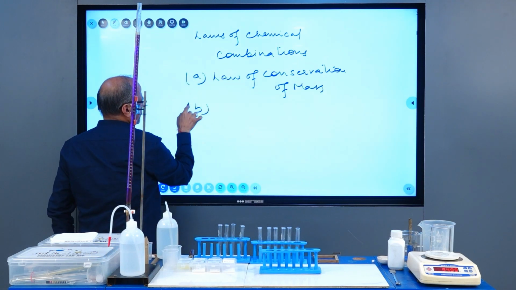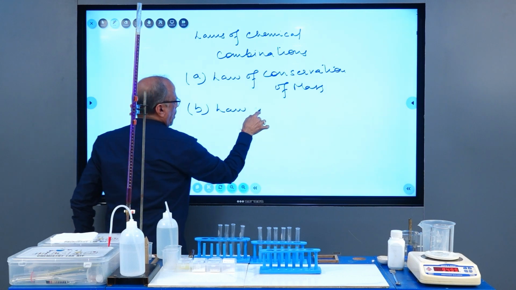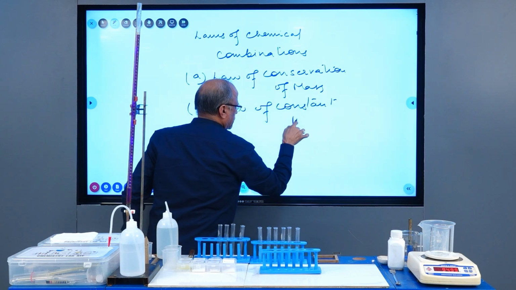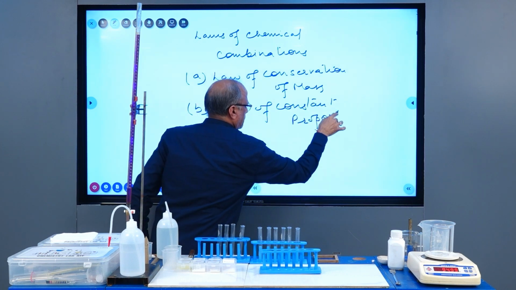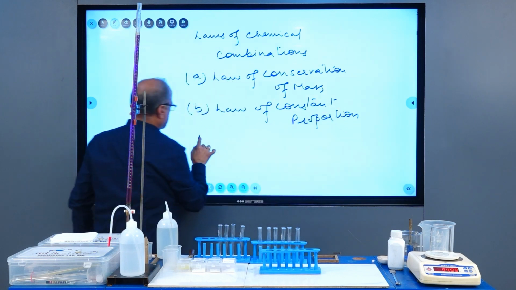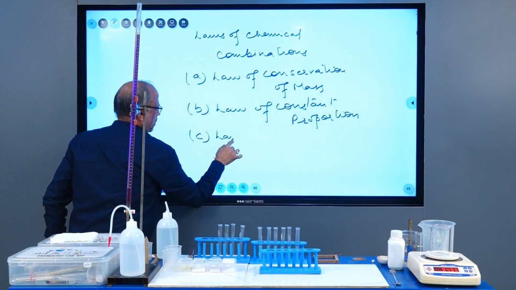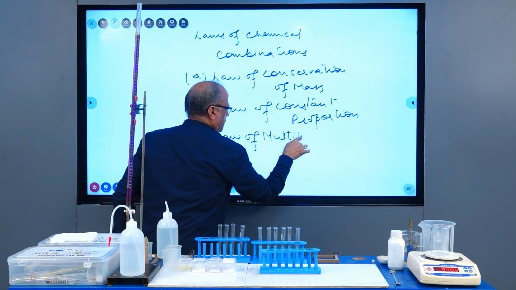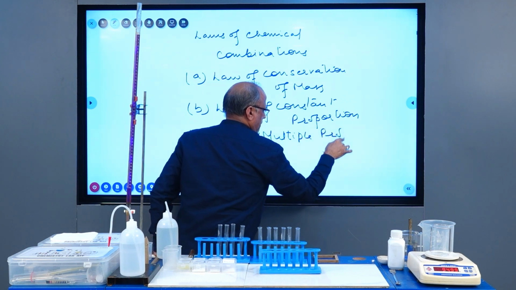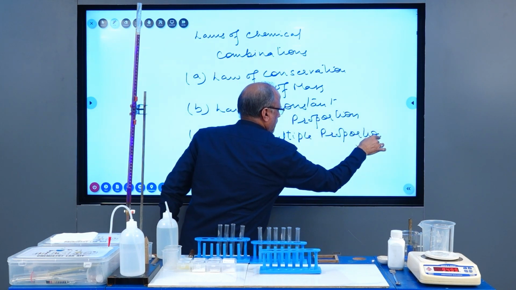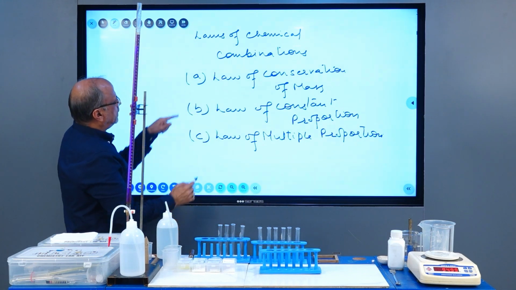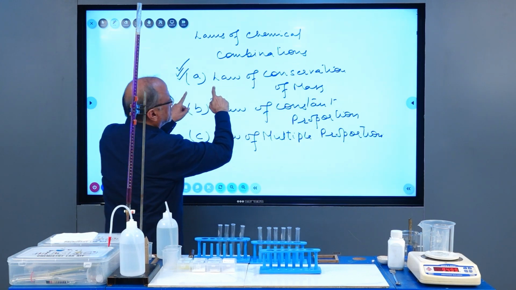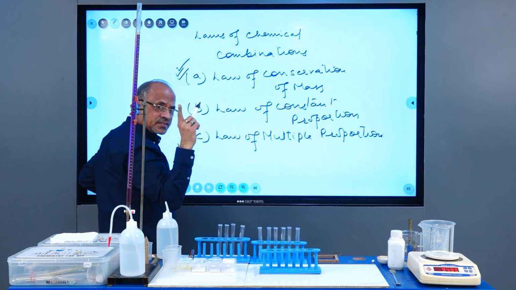Number 2, law of constant proportion. And the third one is called law of multiple proportion. These laws are very, very important. And in the law of conservation of mass, what does the statement say?